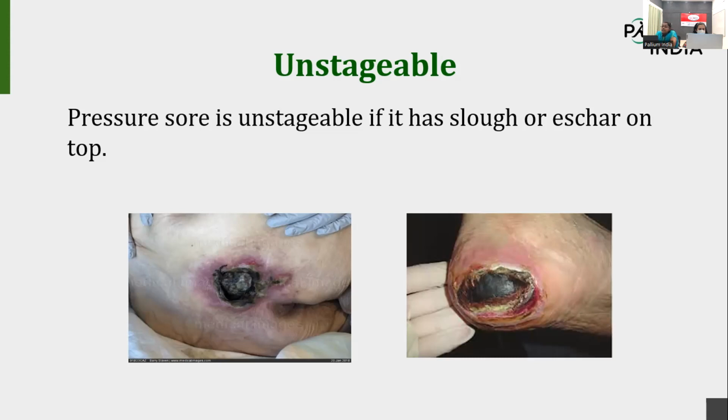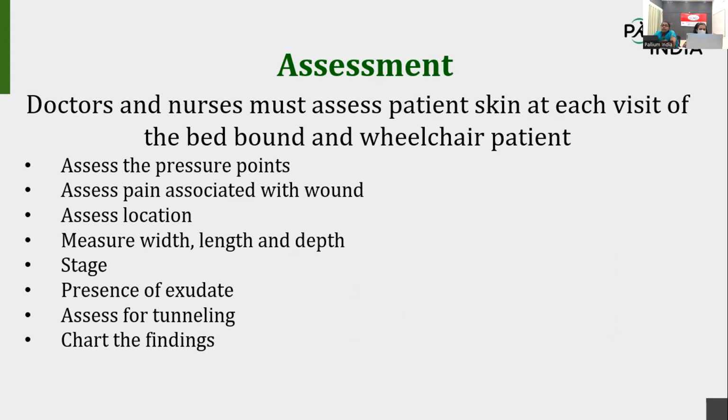So coming to the assessment part, whenever you see these types of patients, even wheelchair patients or bedbound patients, you have to do a proper assessment. Then only can we find out whether there is maybe a stage 1 pressure ulcer. We need to give special attention to that area, and we can prevent further deterioration. So whenever you see these patients, what are the things you have to assess? First, assess the pressure points, and then assess the pain associated with the wound. If there is any wound, you have to check whether they have any pain.